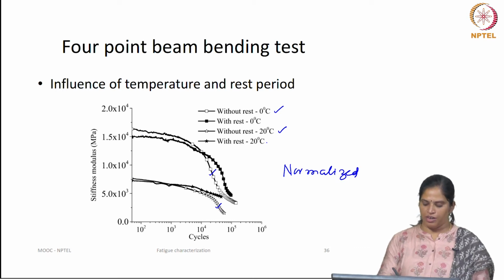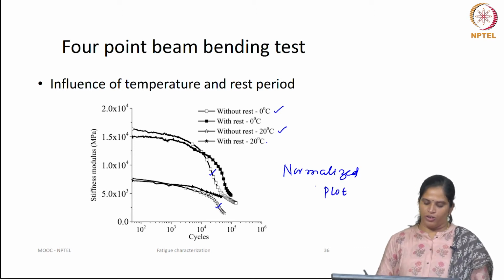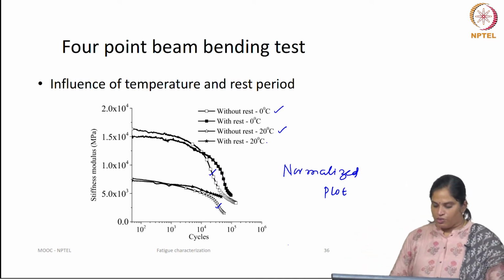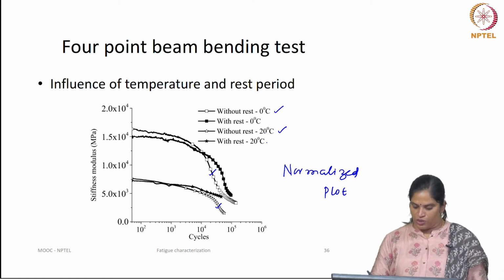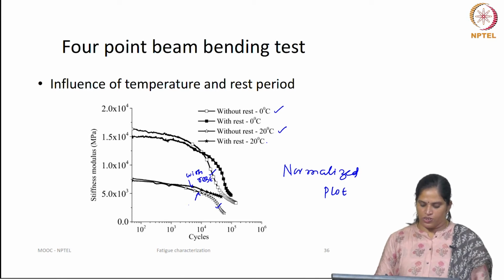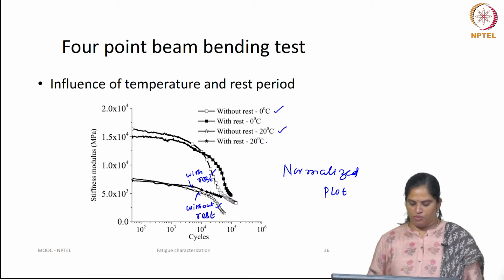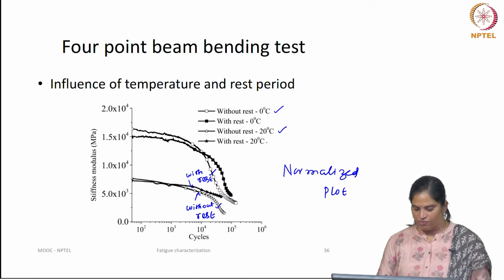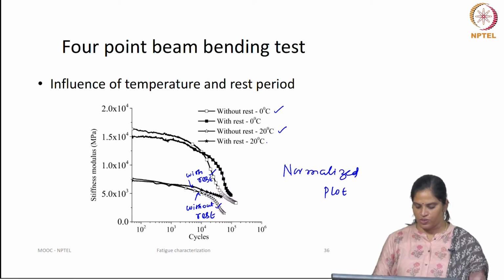You can normalize the value and plot it and check how the rate of decrease in modulus occurs. So, when you compare again with rest and without rest, this is at 20 degree Celsius with rest, and this is without rest. When you compare the with rest and without rest data, you can see that the rest period has improved the rate of decrease in stiffness modulus.